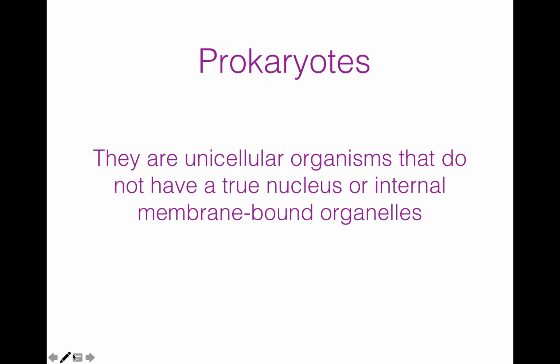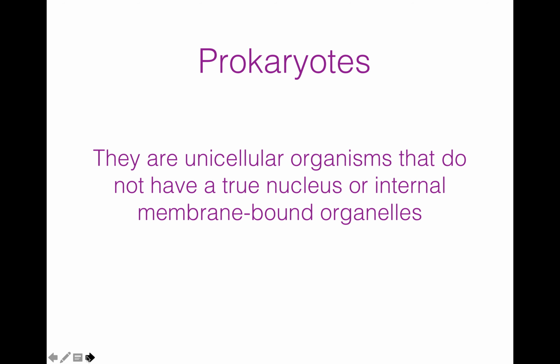Today I am going to discuss the prokaryotic cell. What are prokaryotes? Prokaryotes are unicellular organisms that do not have a true nucleus or internal membrane-bound organelles. They are different from eukaryotes because the nuclear membrane around the nuclear material is absent. Membrane-limited organelles like mitochondria, chloroplast, Golgi bodies, and lysosomes are also absent in prokaryotes.